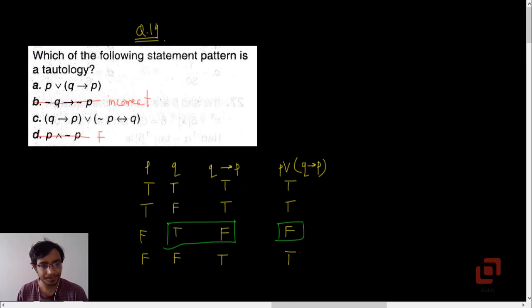We'll check it now, because we already have the truth column for Q implies P, right? Now we need to construct the truth column for negation P. FFTT. Yes. Negation P implies Q. Now negation P implies Q will be true first, then true, again true, and then in the fourth combination of Q and negation P it will be false, because negation P is true, that is the antecedent, but the consequent is false.